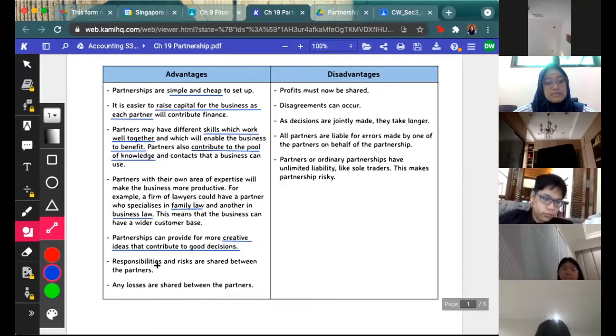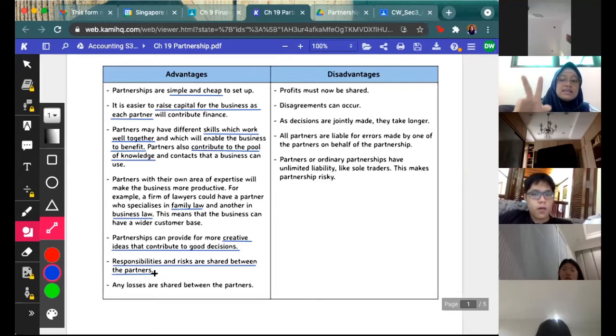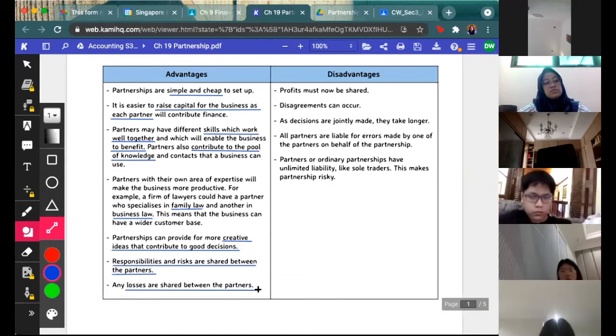Responsibilities and risk are shared between the partners. Of course, since the partnership is owned by three persons, in our case Daniela, Isi, and Angel, all three of them are sharing risk and responsibility. If there is a risk, they have to share it between the three of them. Responsibilities also. And another advantage: if the partnership suffers a loss, the losses will be shared between partners. Previously, as a sole trader, if we had a loss, 100% of the loss was for the owner. But in a partnership, the loss will be shared among three or two, among the partners.